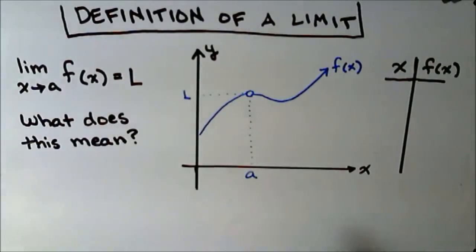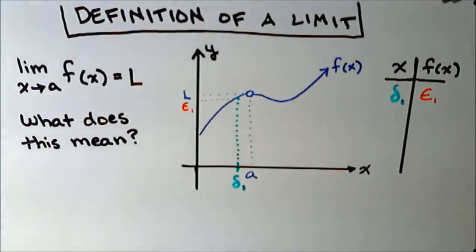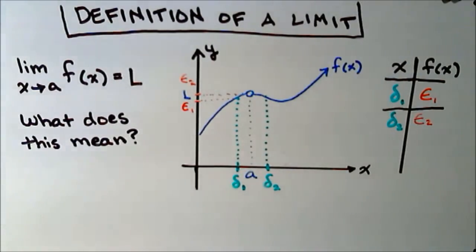Now suppose delta 1 is some distance close to a on the x-axis. When you plug that delta 1 value into f of x, you get some value epsilon 1, which is a certain distance from L on the y-axis. Similarly, you could plug in delta 2 to the right of a, but the same distance from a, on the x-axis. When you plug that delta 2 value into f of x, you get some value epsilon 2, which is also a certain distance from L, on the y-axis.